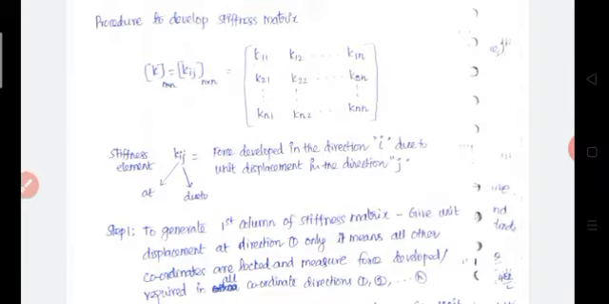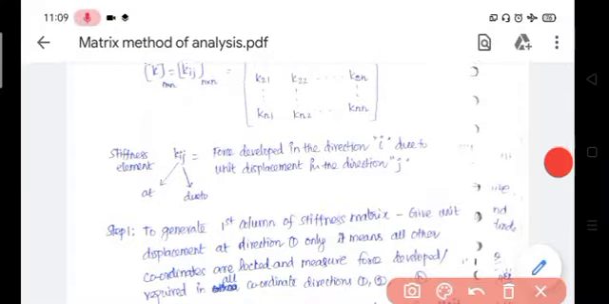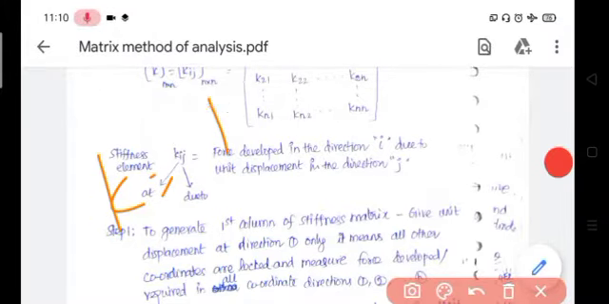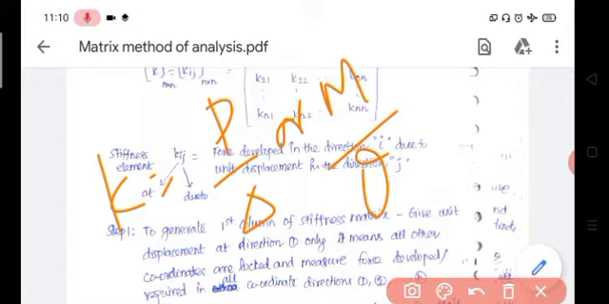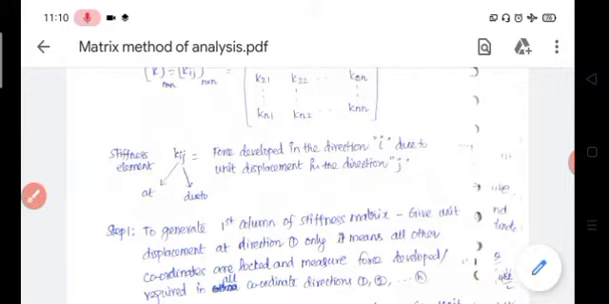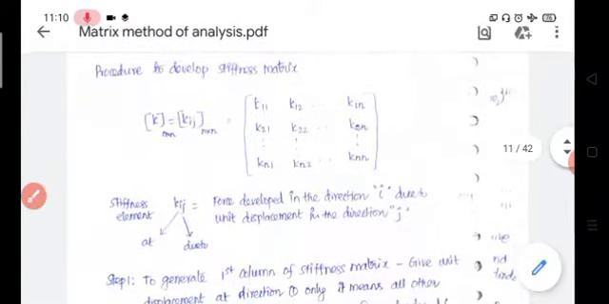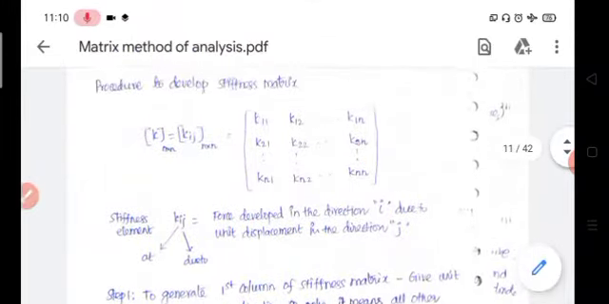We already know, what is meant by stiffness? Stiffness is equal to force by deflection, or moment by rotation. By definition, the force produced by the unit displacement is called stiffness, or the moment produced by unit rotation is called stiffness. Now we are going to see the procedure to develop that stiffness matrix.